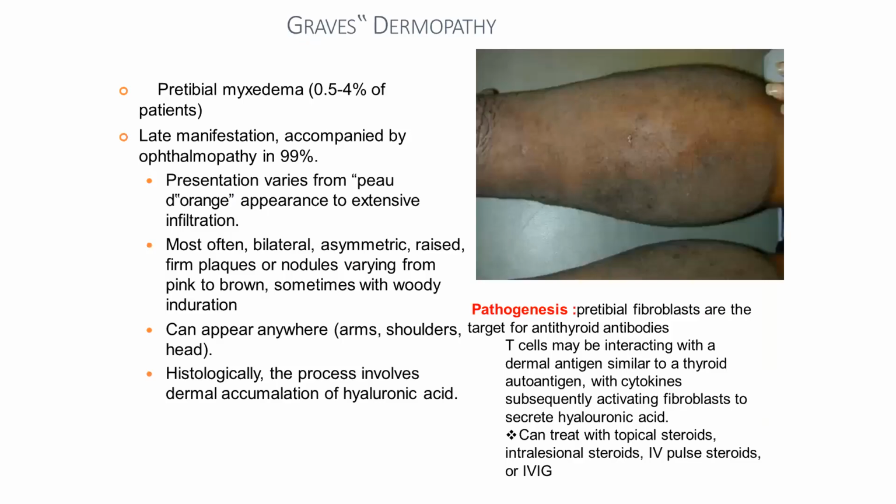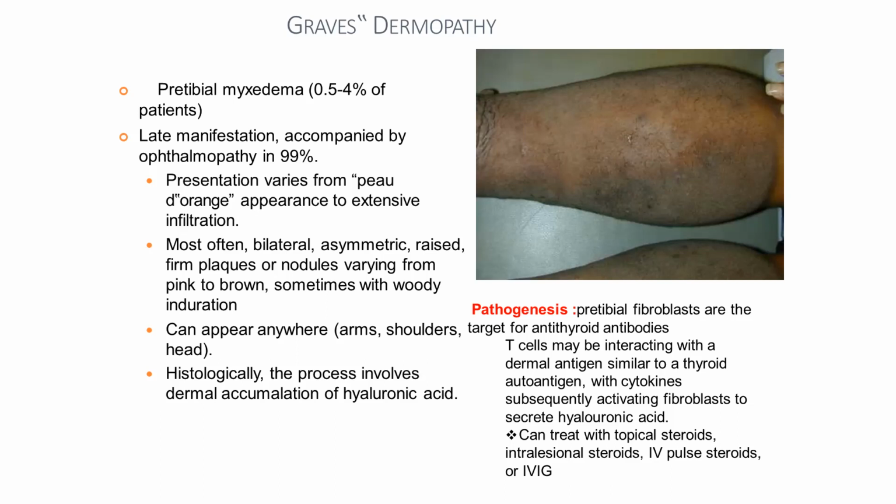Then Graves' dermopathy. Pretibial myxedema occurs in 0.5 to 4% of patients. It is a late manifestation accompanied by ophthalmopathy. Presentation varies from a peau d'orange appearance to extensive infiltration, most often bilateral, asymmetric, raised, firm plaques or nodules, varying from pink to brown, sometimes with woody induration. It can appear anywhere: arms, shoulders, and head.